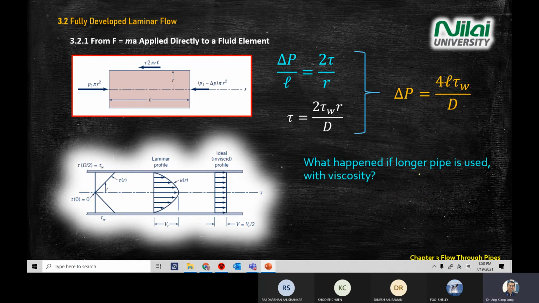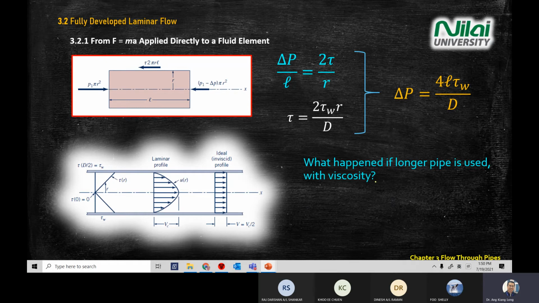Then what happened to the longer pipe? Use this one. I'll let you go and look at the equation. What happened when you increase the length? What happened to the drop of pressure? Delta P is the drop of pressure, or the change of pressure from point 1 to point 2.